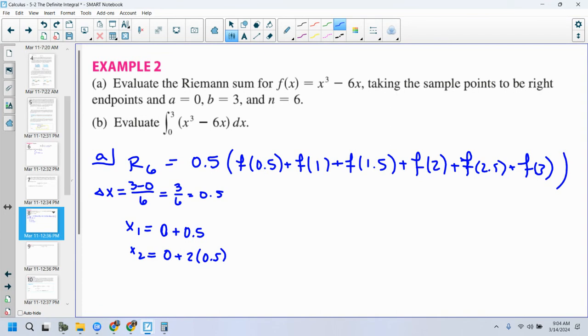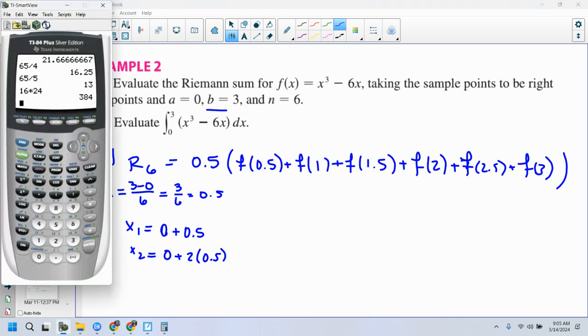How do I know I stopped there? 2 reasons. That's the end point, first off. Second off, I want 6 strips: 1, 2, 3, 4, 5, 6, right? I know that I've got 6 rectangles that I'm trying to find, so I should only have 6 y values. And the other reason is that that is the end point. I'm going to 3. Don't go beyond 3. Okay, so let's find each one of those.